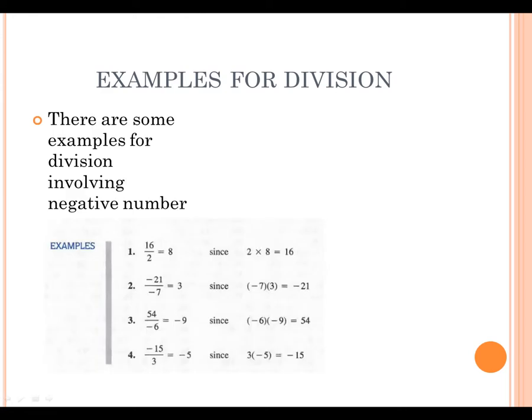There are also some examples for the division, as you can see. 16 divided by 2 is equal to 8, since if we multiply by its reciprocal, 2 multiplied by 8 is equal to 16. And here the signs are the same: minus 21 divided by minus 7 is equal to 3, and if we multiply this number, minus 7, with 3, its answer should be minus 21. So these are the same examples.